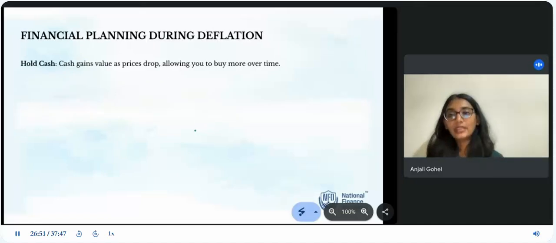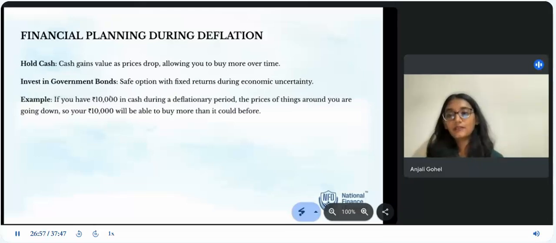And then now let's understand financial planning during deflation. What is it that you have to do? Now, one thing is you can hold back your cash, correct? Now, when we hold our cash, that means we are expecting the price drops, correct?